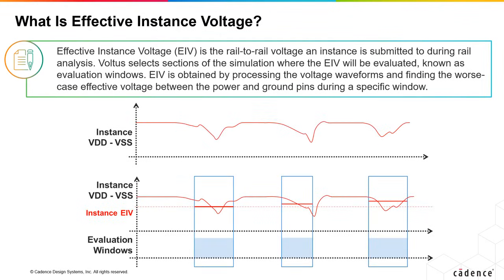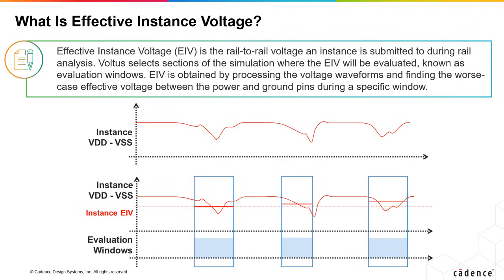What is effective instance voltage? The effective instance voltage, or the EIV, is the rail-to-rail voltage obtained during rail analysis. It is calculated by processing the voltage waveforms and finding the worst-case effective voltage between the power and ground pins during a specific window. These windows, also known as evaluation windows, are the selected sections of the simulation where the EIV will be evaluated by rail analysis tools like Voltus.